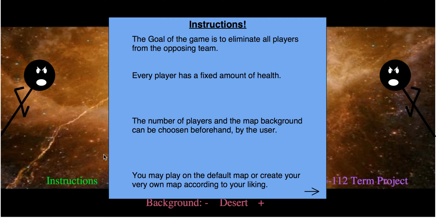So if you click on the instructions, you see that the goal of the game is to eliminate all players from the opposing team. You have two teams, and players from one team are on one side of the map and players of the opposing team are on the other side. What you have to do is maneuver across the map and eliminate all players from the other team. Every player has a fixed amount of health, so you have to reduce that, and you can choose the number of players and map background.